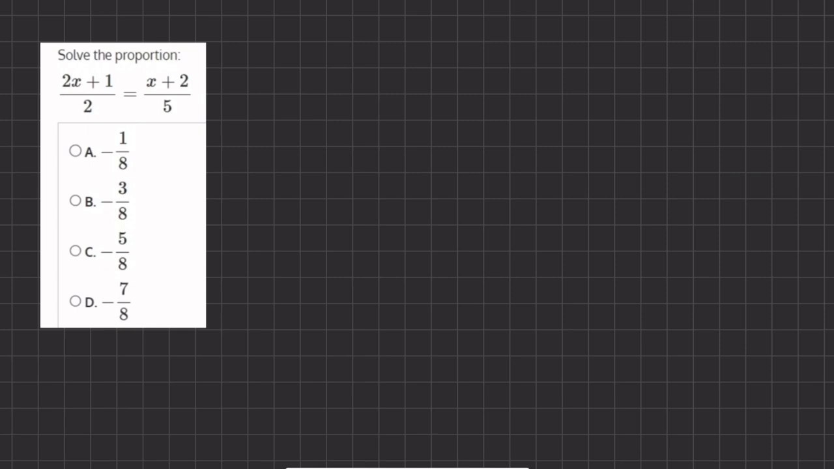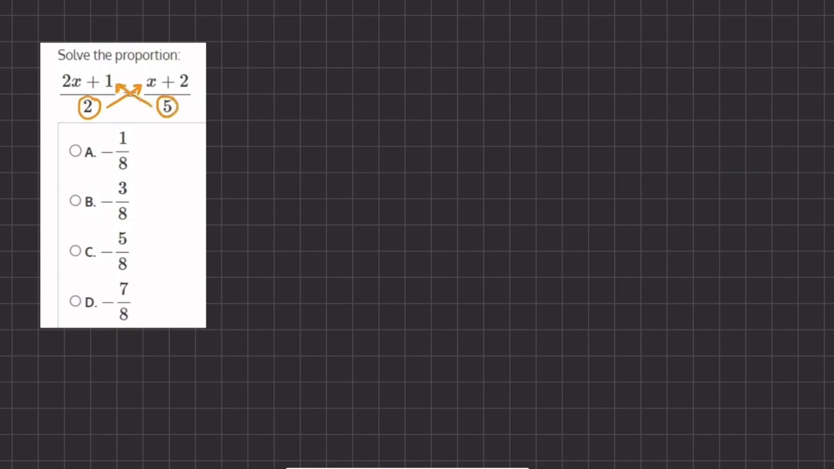Now, when we have two fractions, this first fraction and this second fraction, that are set equal to one another, that means that we can cross multiply. Now, when we cross multiply, it means that we are going to take each denominator and multiply by the opposite numerator. So it's going to look like this.